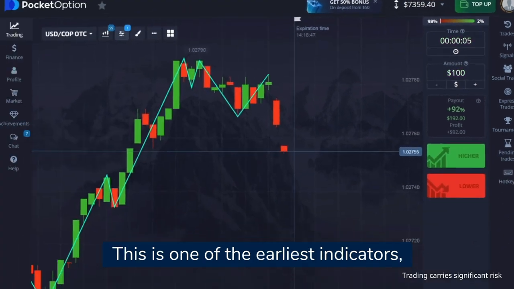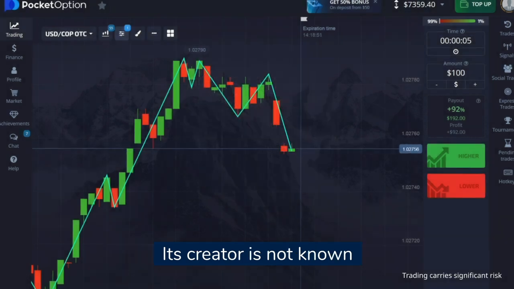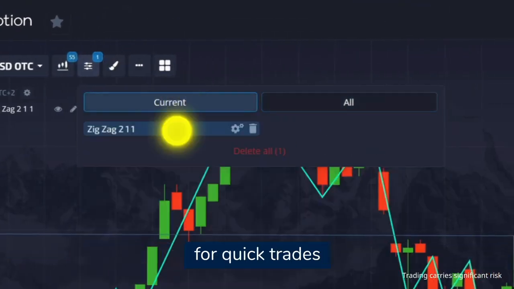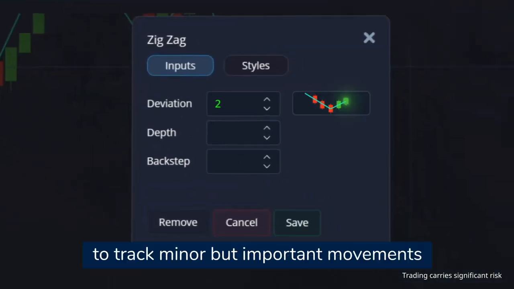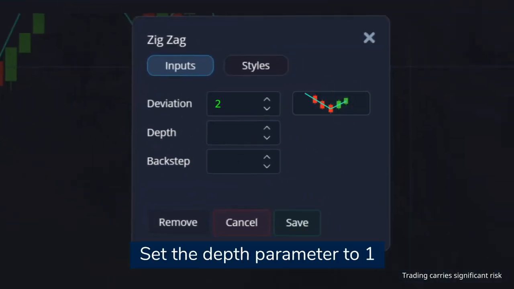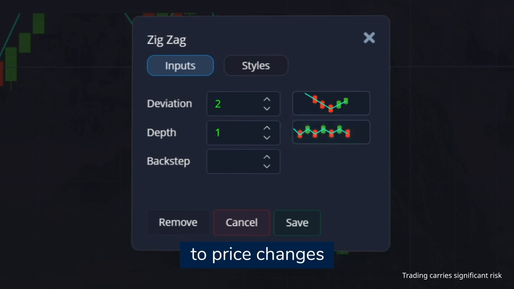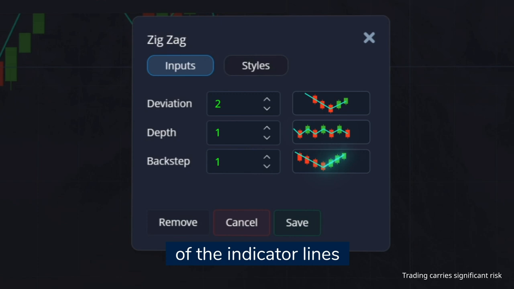This is one of the earliest indicators. It was used at the stock market. Its creator is not known. How to set up the ZigZag indicator for quick trades. Set the deviation to 2 to track minor but important movements. Set the depth parameter to 1 to make the indicator react faster to price changes. The backstep parameter should be equal to 1, which minimizes the redrawing of the indicator lines.